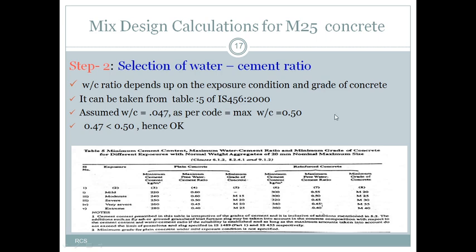So let me check here. I am designing for M25 grade concrete. For M25 grade concrete, the maximum water cement ratio is 0.50 for moderate conditions. But I am assuming it is 0.47. So my assumption is less than the maximum water cement ratio that can be chosen for M25 grade concrete. So hence it is okay. My approach is okay.